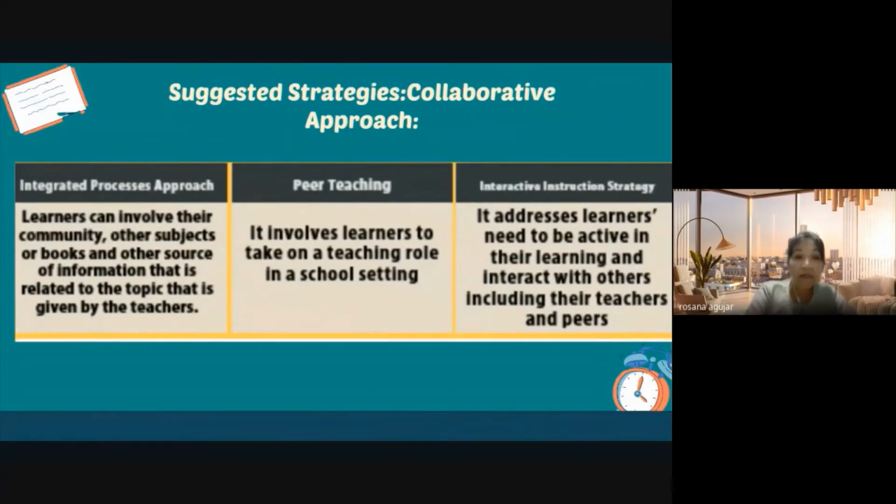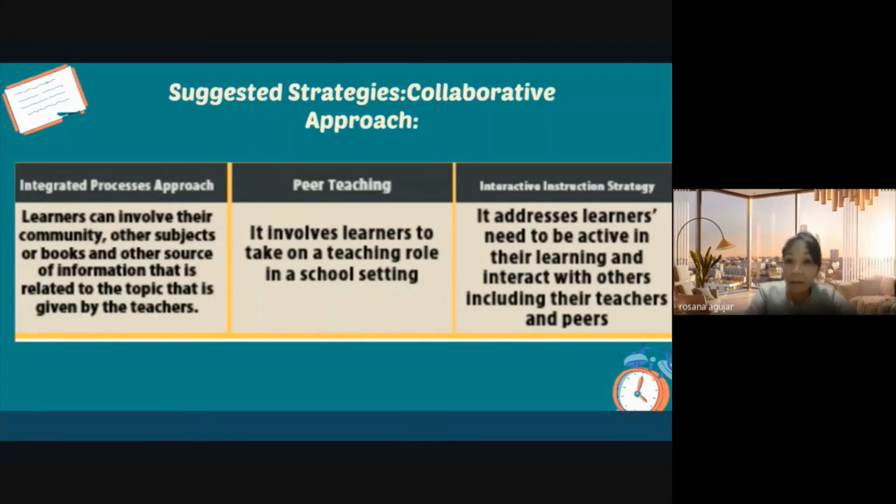There is the integrated processes approach wherein learners can involve their community, other subjects, or books and other sources of information that are related to the topic given by the teacher. Teaching involves learners taking on a teaching role in a school setting.